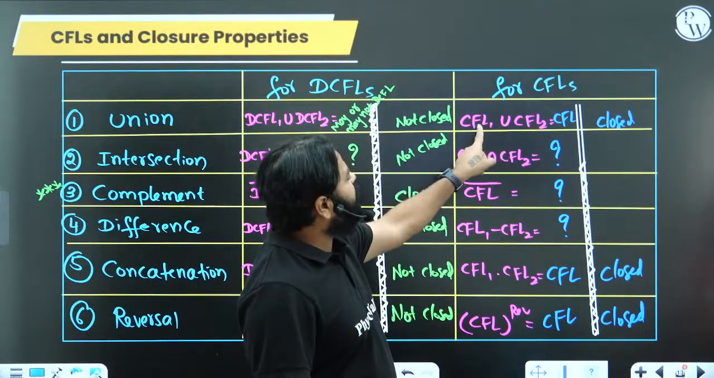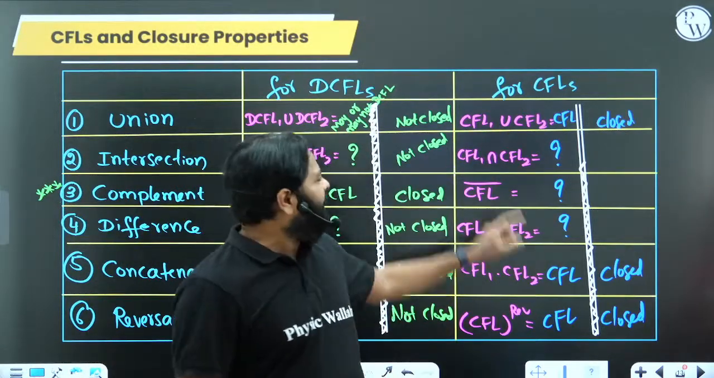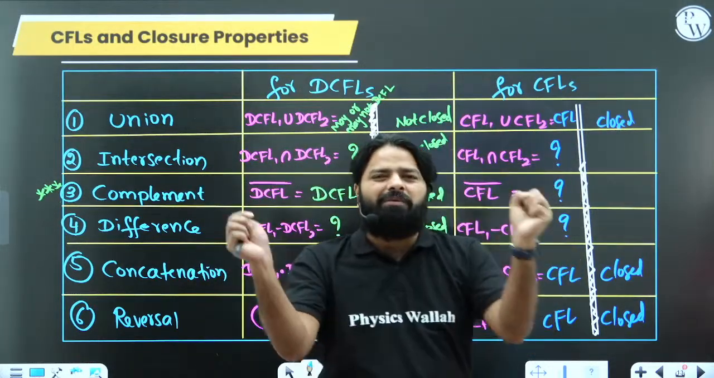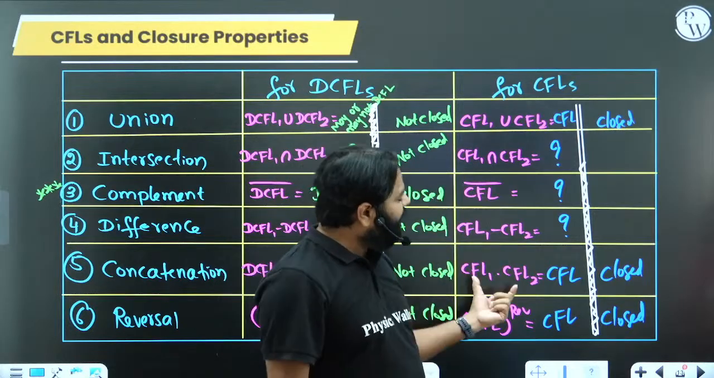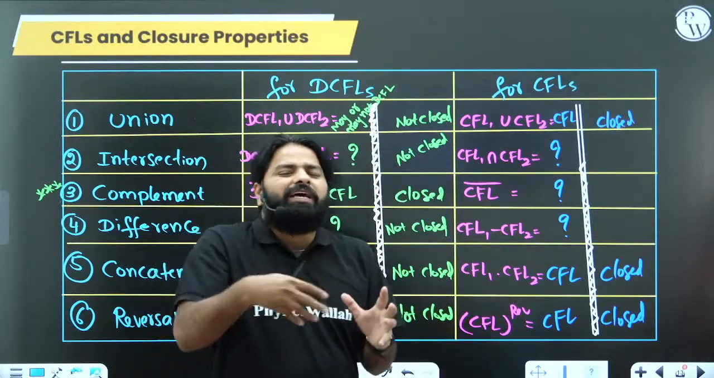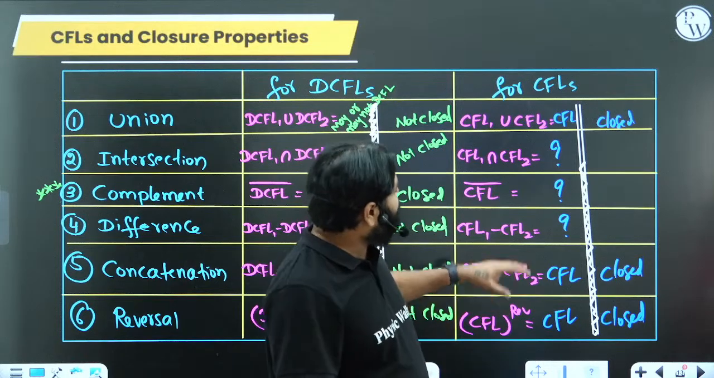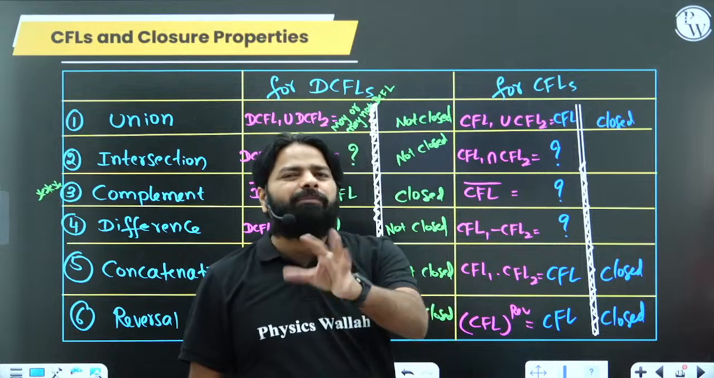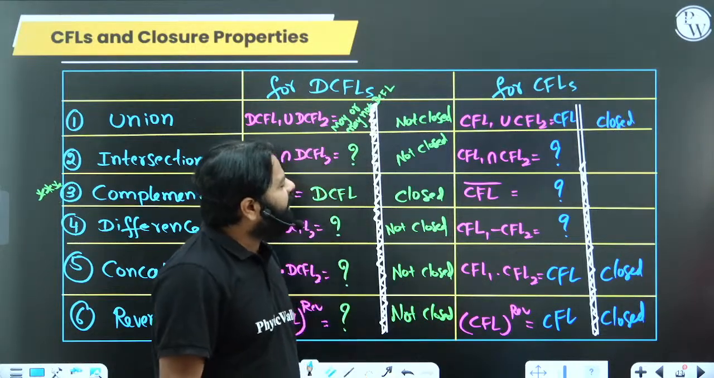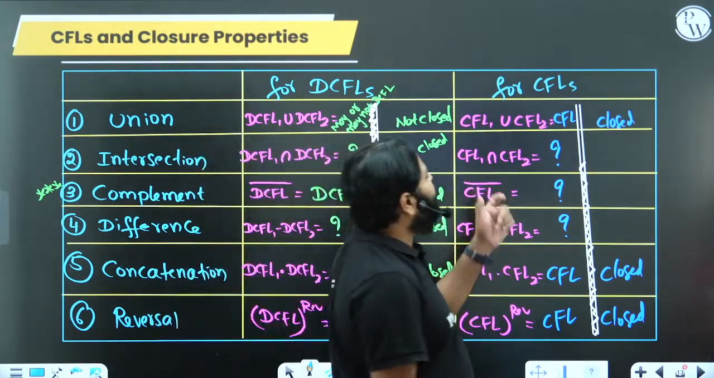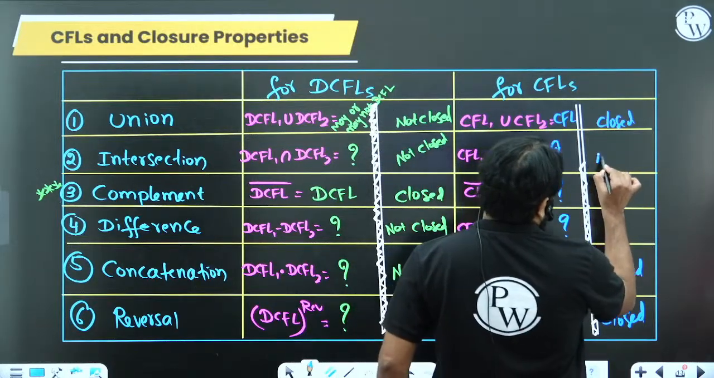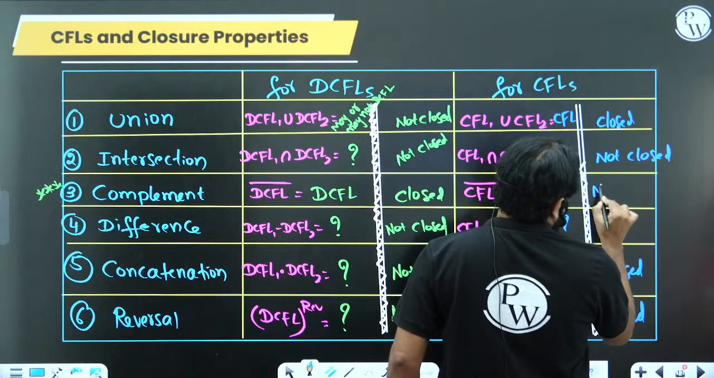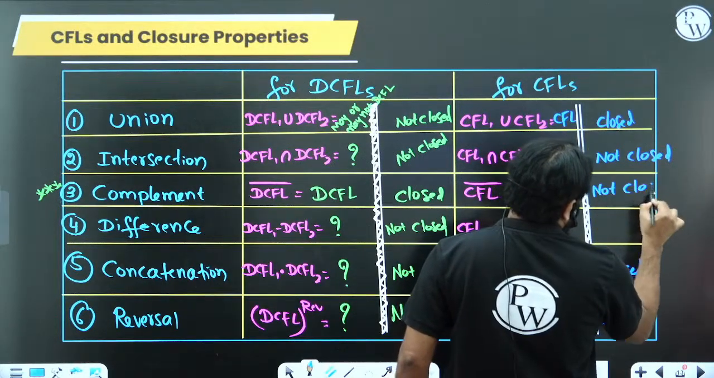But union of two CFLs is a CFL because you can design two PDAs and combine them very easily. You can write two context free grammars and combine them very easily. Similarly concatenation and reversal, you can prove with the help of context free grammar. That's why they are so easy to remember. But intersection of two CFLs need not be a CFL. That's why it is not closed. Complement also need not be a CFL, sometimes yes, sometimes not.